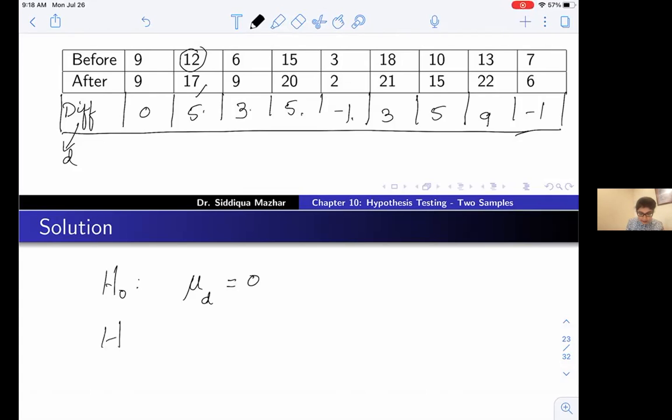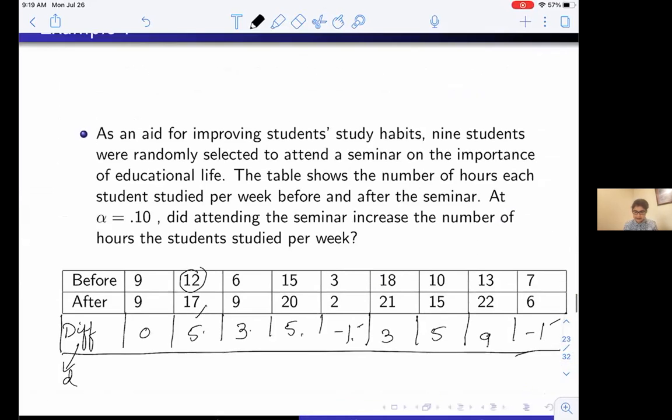And my alternative hypothesis: because most of the values are positive, they increased their number of hours, except two students who decreased their number of study hours. So I am going to write it down: the average of the differences for the study hours increases. This is my claim, because this is what we have been asking, did attending the seminar increase the number of hours? So this is my claim.